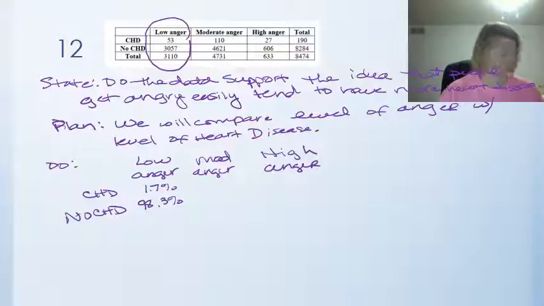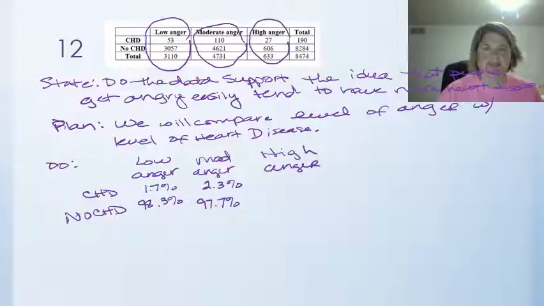All right, and then we do moderate anger. So now we're looking at how CHD is affected by moderate anger, and that would be 110 divided by 4731, which is 2.3%, and then 4621 divided by 4731, or subtract it from 100. And then the high anger, you're going to take 27 divided by 633 to get 4.3%, or the other one is 95.7%.